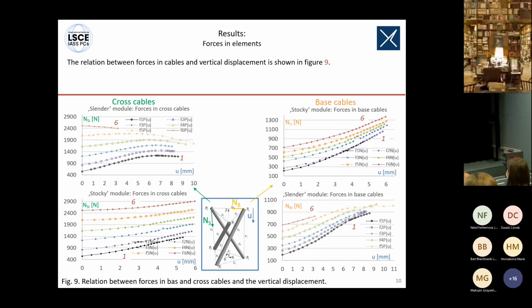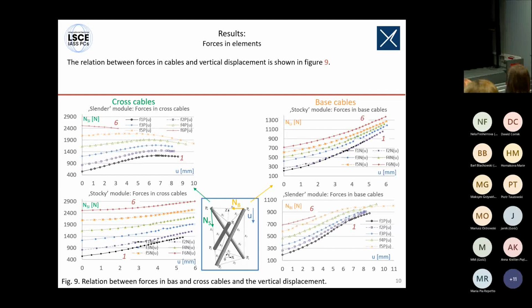We can see here that in general, increasing the pre-stress lowers the changes of forces in the elements. That means that we can induce the pre-stress to avoid, for example, fatigue in the construction. The changes in the base cables are much more visible than the changes in the cross cables.